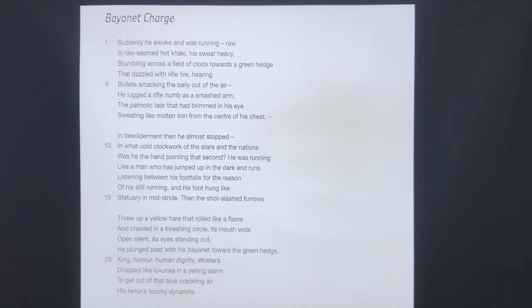Suddenly he awoke and was running, raw, seemed hot. His sweat heavy, stumbling across a field of clods towards a green hedge that dazzled with rifle fire. Hearing bullets smacking the belly out of the air, he lugged a rifle numb as a smashed arm. The patriotic tear that had brimmed in his eye, sweating like molten iron from the center of his chest. In bewilderment then, he almost stopped. In what cold clockwork, the stars and the nations, was he the hand pointing at that second?